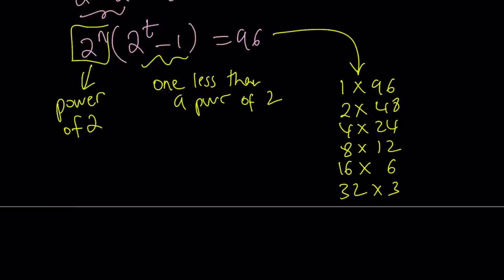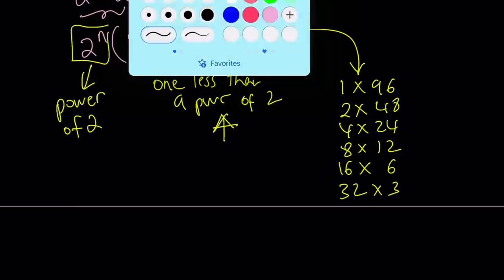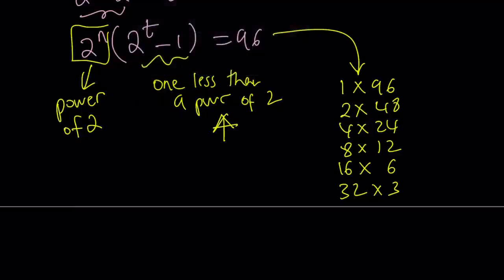But at the same time, we also have to check that the other factor is 1 less than a power of 2. So if not, then we're just going to eliminate that case. For example, is 96 1 less than a power of 2? Think about it. How can you tell if a number is 1 less than a power of 2? You can add 1 to it, and if the result is a power of 2, then that number must be 1 less than a power of 2. For example, what is 96 plus 1? 97. Uh-oh, that doesn't look good. Okay, so we're going to eliminate this case.